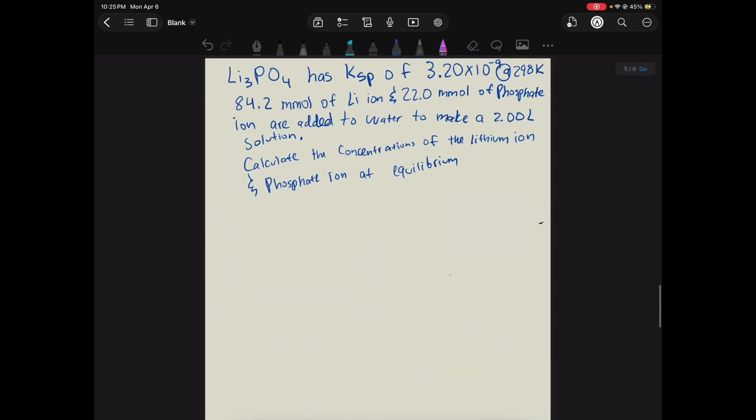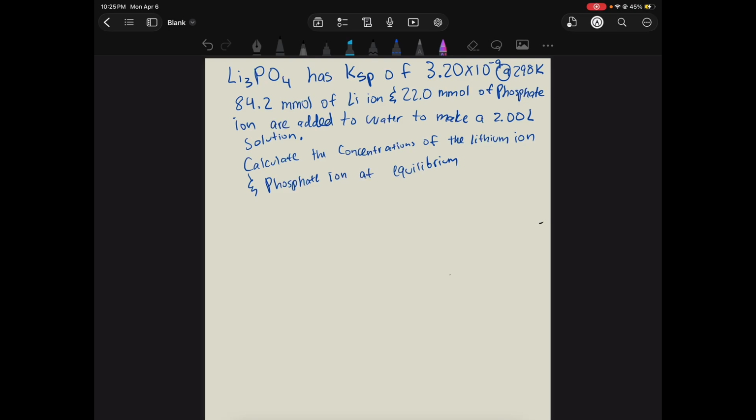Okay, next we're given a problem which involves KSP, where it's given that the KSP of Li3PO4 is 3.20 times 10 to the power of negative 9, and then we're given the moles of the various ions. These moles of the ions are added to water to make a 2.00 liter solution, and we're asked to find the concentrations of the ions at equilibrium.